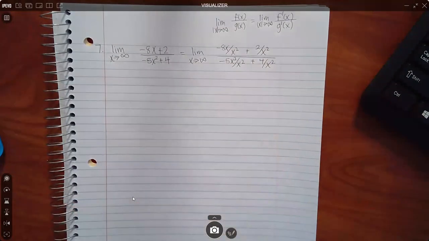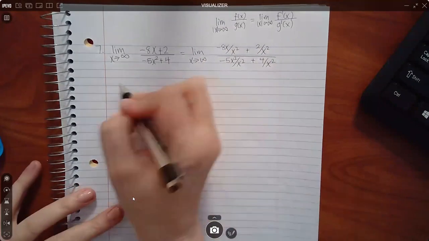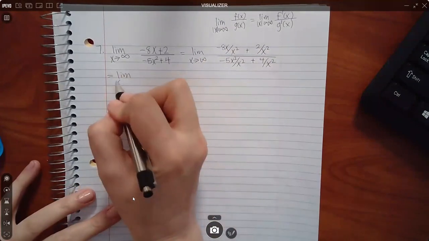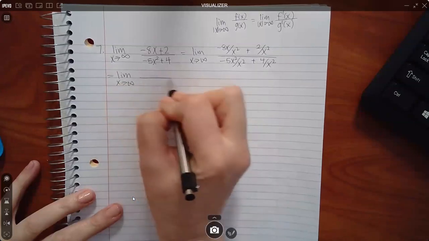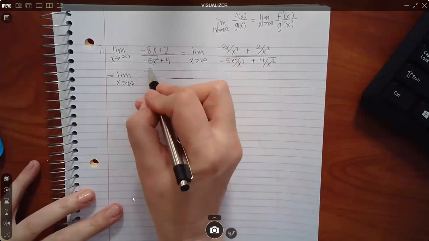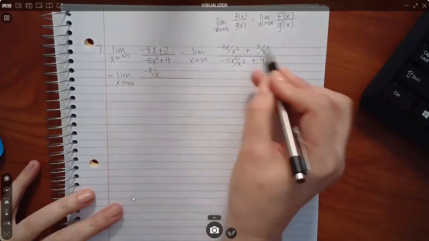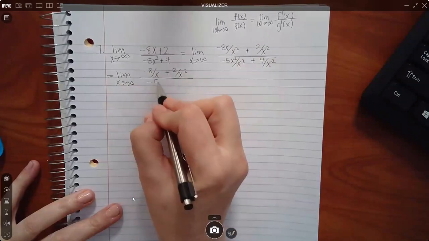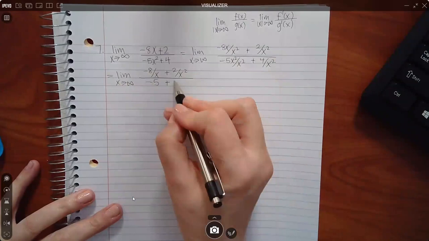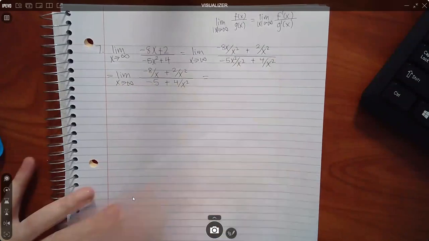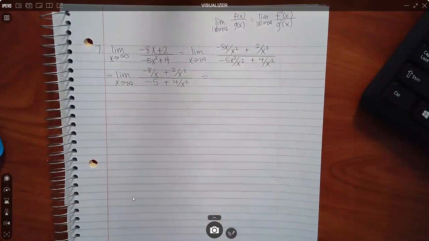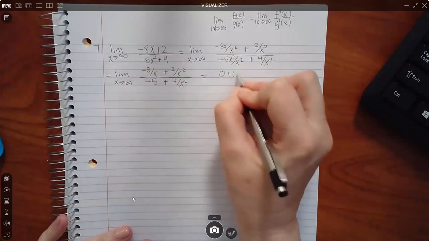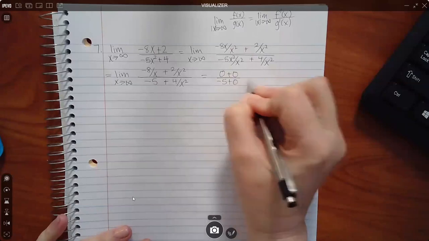So each term individually, right? Now, if you can simplify, do that before you take the limit. Here an x can cancel, so I just have negative 8 over x. Here nothing cancels. Here the x squareds cancel, so I have negative 5. And here nothing cancels, so it's stuck. But as x goes to infinity, what happens to every single one of those fractions? They all go to zero. So you end up with 0 plus 0 over negative 5 plus 0.